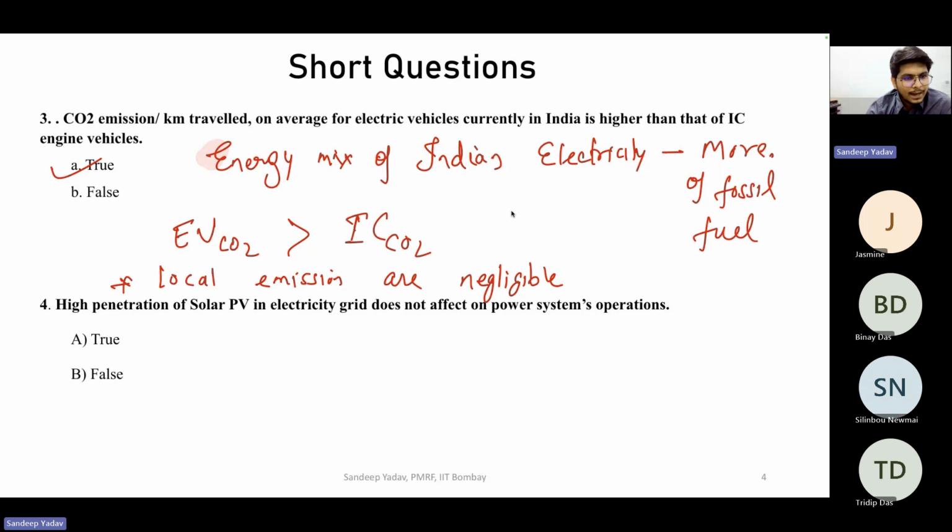Question number 4. High penetration of solar PV in the electricity grid does not affect the power systems operations. Would anyone want to try? High penetration of solar PV in the electricity grid does not affect the power systems operation. Is it true or false? So false.